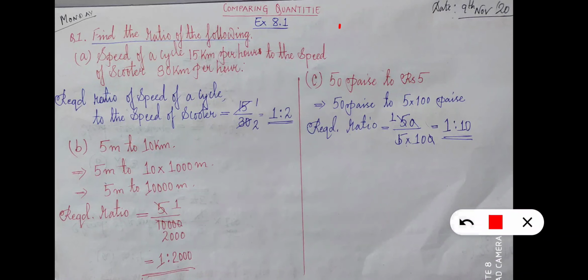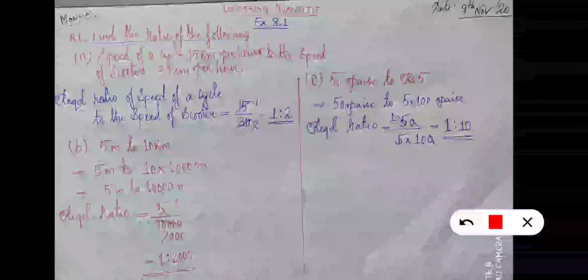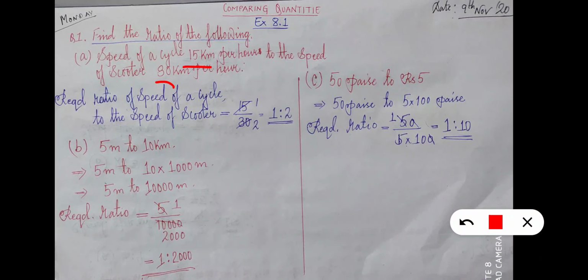So how you are going to find the ratio is, first of all, remember, two quantities will be given. The first work of yours is to check whether the units are the same or not. Here this is given in kilometer and here also it's given in kilometer. So in both the cases units are the same. So you don't have to do anything, you just directly have to take out the ratio.